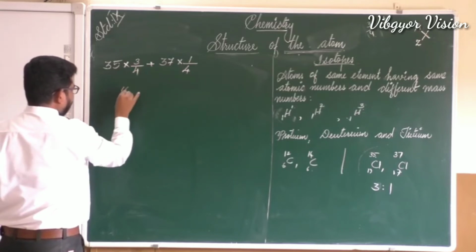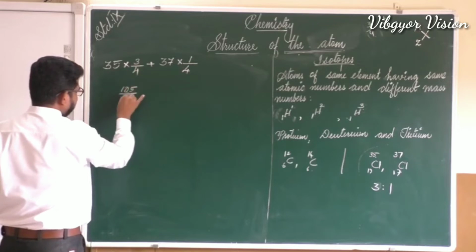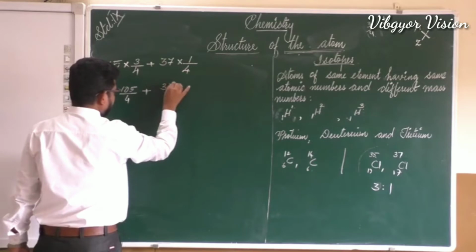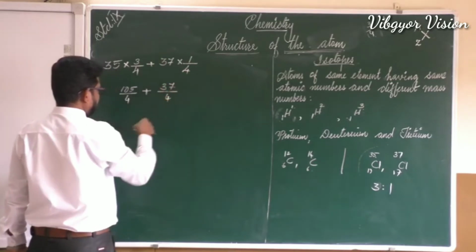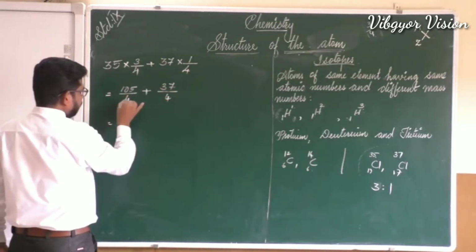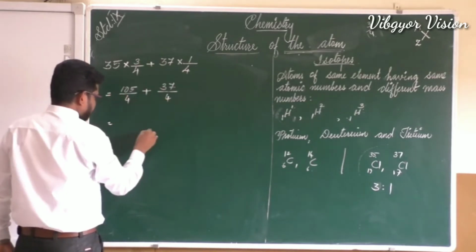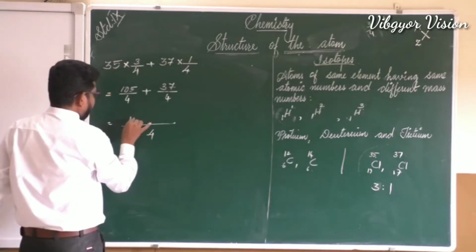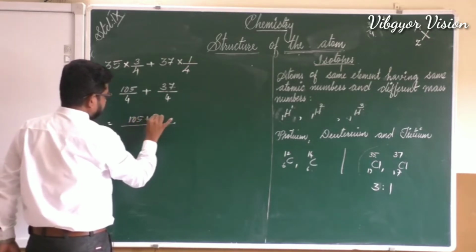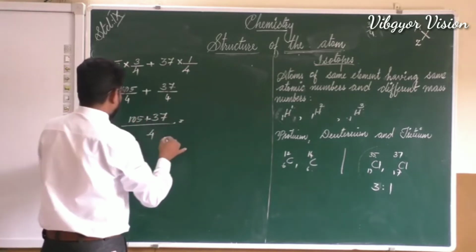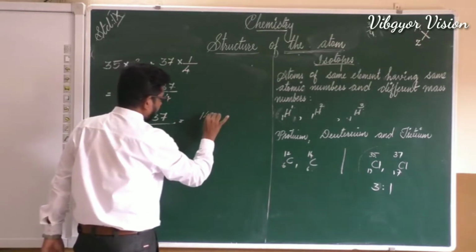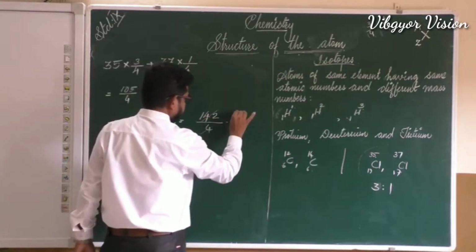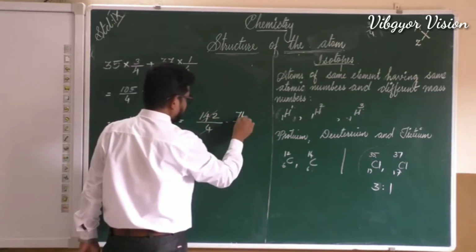(35 into 3), 105 plus 4 plus 37 divided by 4 is equal to... denominators are same, so 105 plus 37 is equal to 142 divided by 4. We will get it as 71/2.